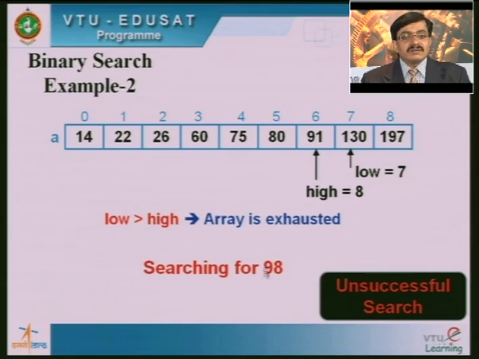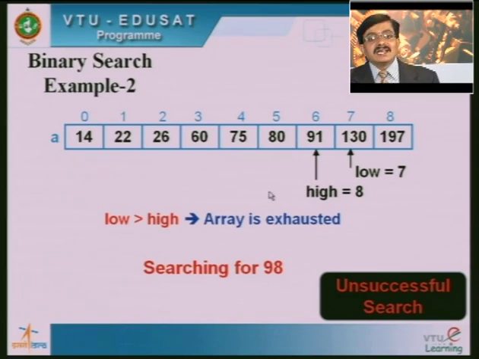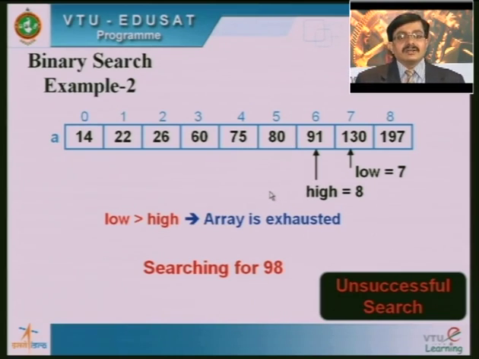To confirm that the element is not present, how many comparisons did we do here? One with 75, one with 91, and one with 130. So with 3 comparisons we concluded that the element 98 is not present in the list. If it were a linear search, we would have done 9 comparisons. Here we have done only 3 comparisons. With respect to this, we can say binary search is better compared to linear search.